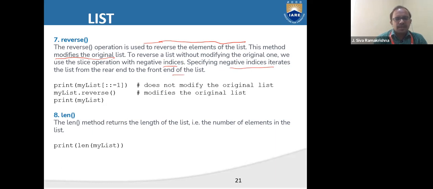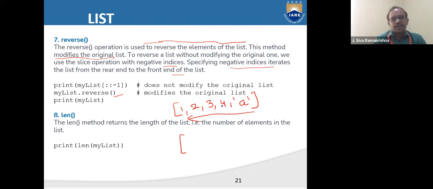So if you call the method reverse, what will happen? Say this is your original list: 1, 2, 3, 4, A. If you call the method reverse, it will be in the reverse order, right? And you can also perform this operation using slice, using the negative indices. Clear?